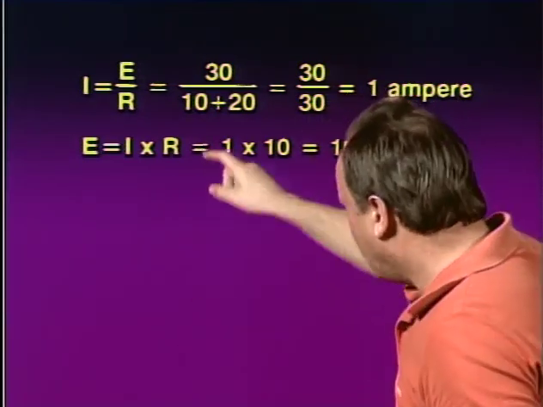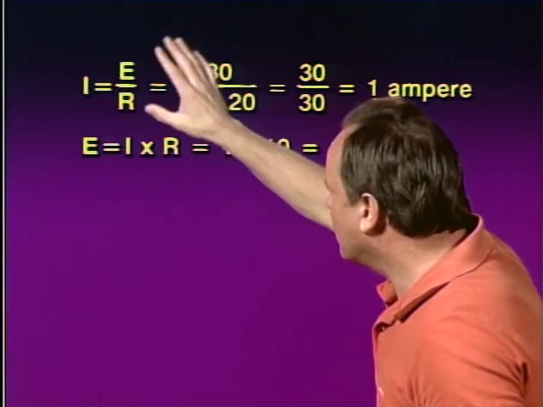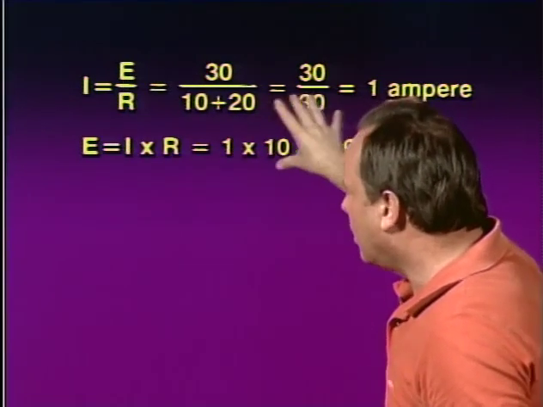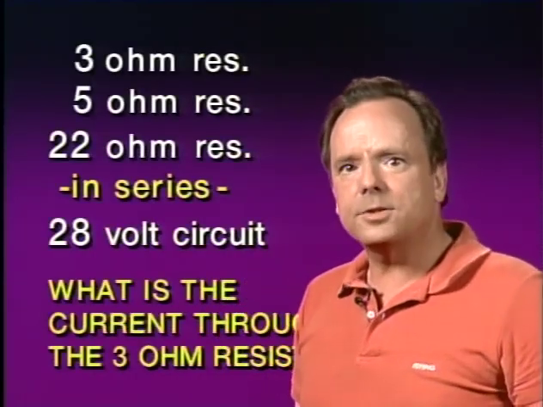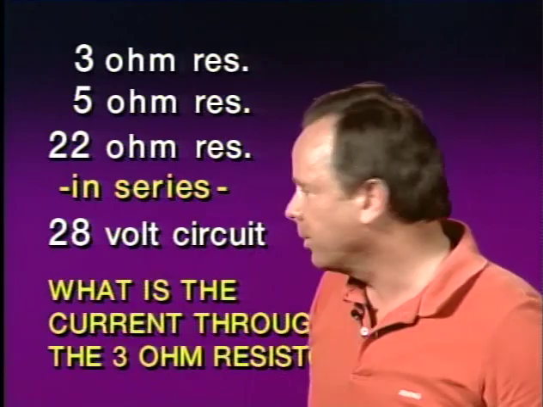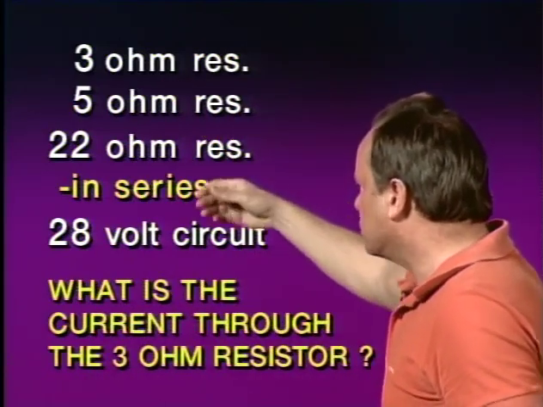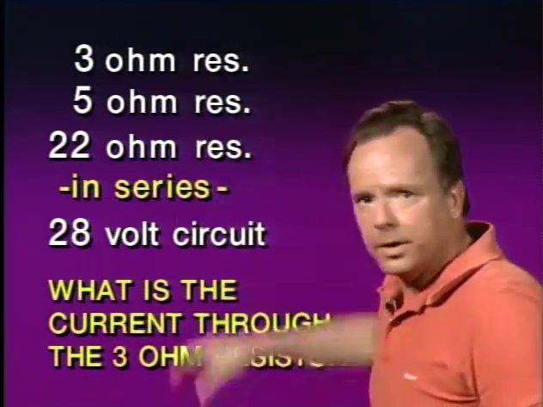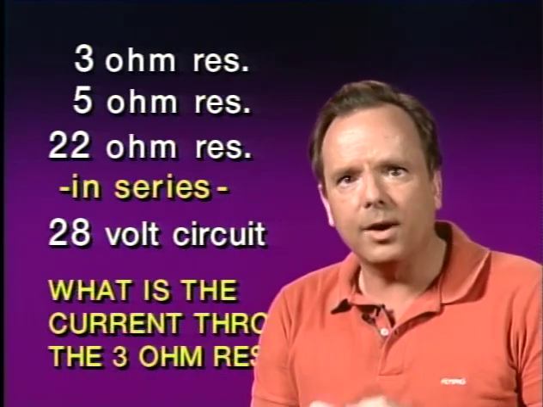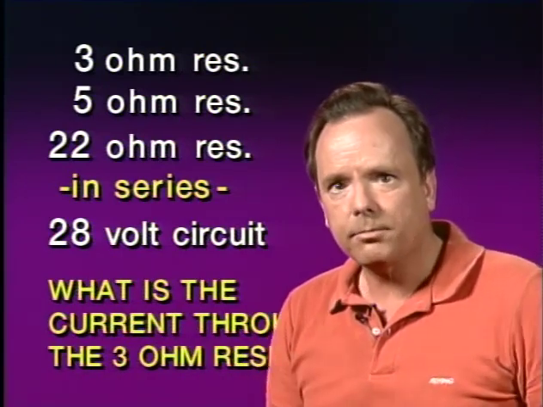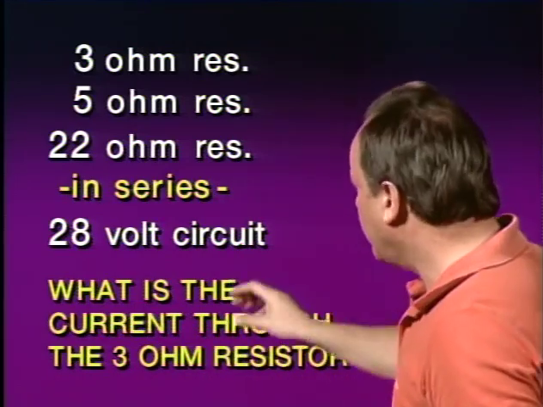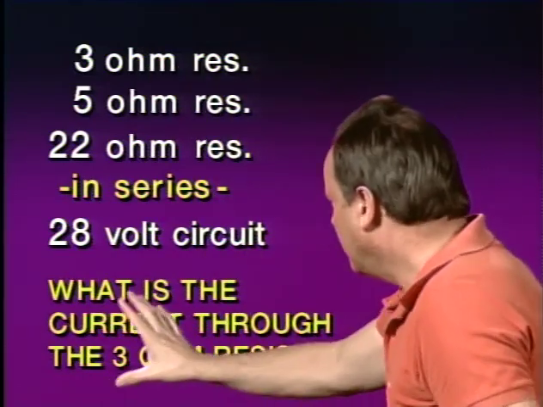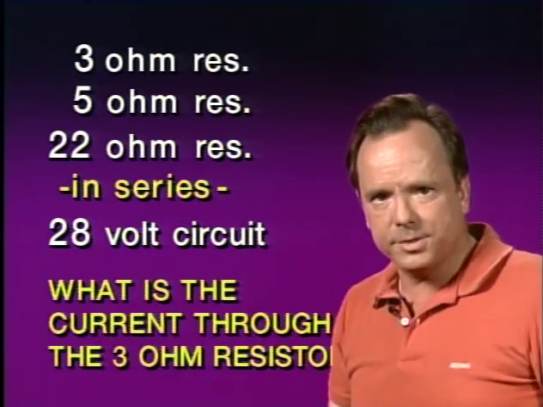So you see, once you have Ohm's law nailed, you can solve these kinds of questions they're going to ask you on the test. Let's do another one. This is obviously too easy for everybody. So let's assume you have 3 resistors of 3 ohms, 5 ohms, and 22 ohms. They're all in series. And let's assume you have a 28-volt circuit. Now, what is the current that will flow through the 3 ohm resistor?